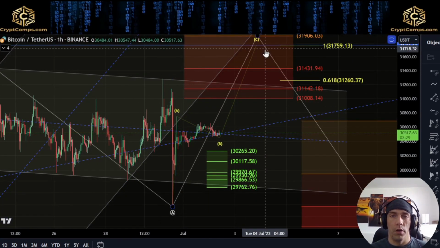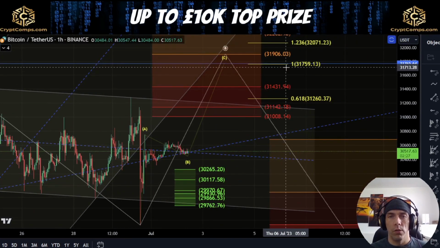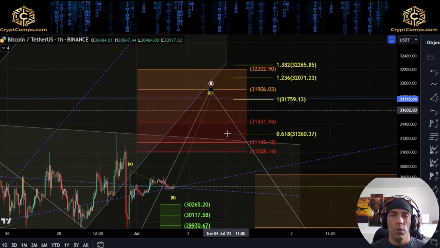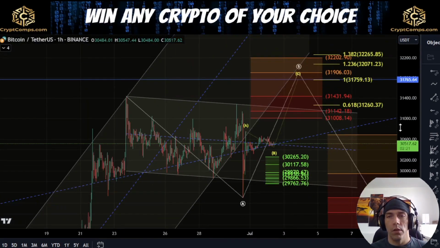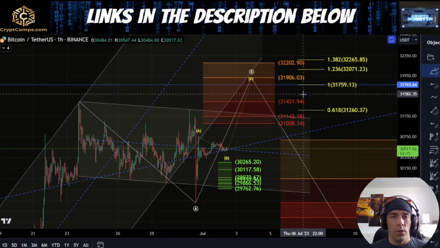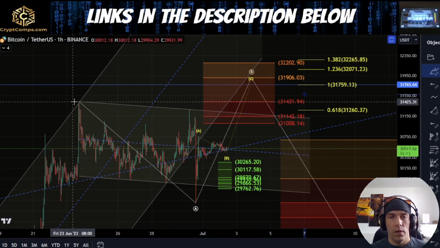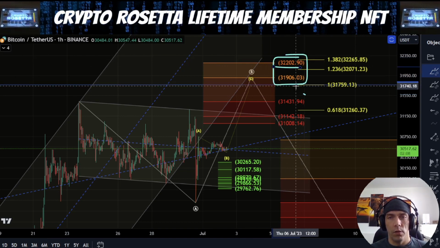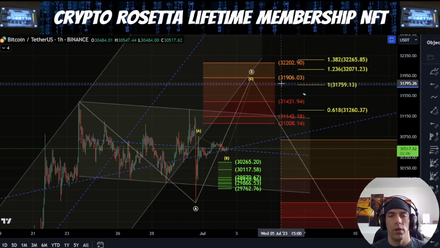If we do push up directly here, what I'd be looking for as a one-to-one target would actually be this 31,757, which would align with bringing us back into a typical zone that we look for as a flat correction. So with an expanding flat, what we tend to see is price actually come up between these two higher levels here, which would be this 32,202 to this 31,906.